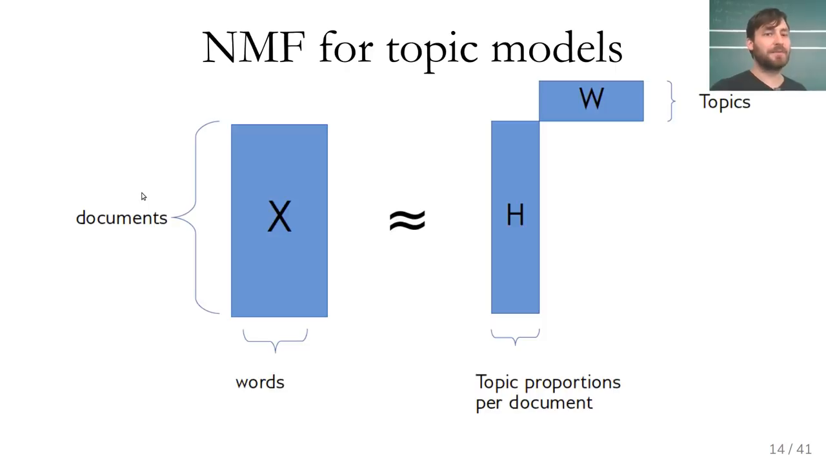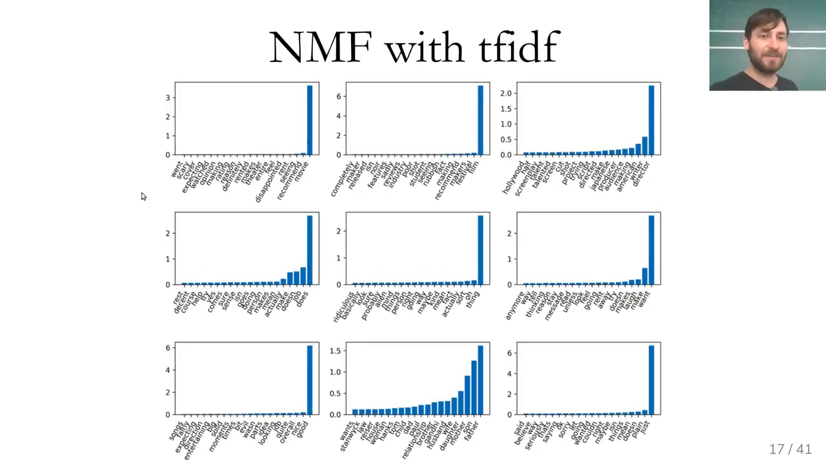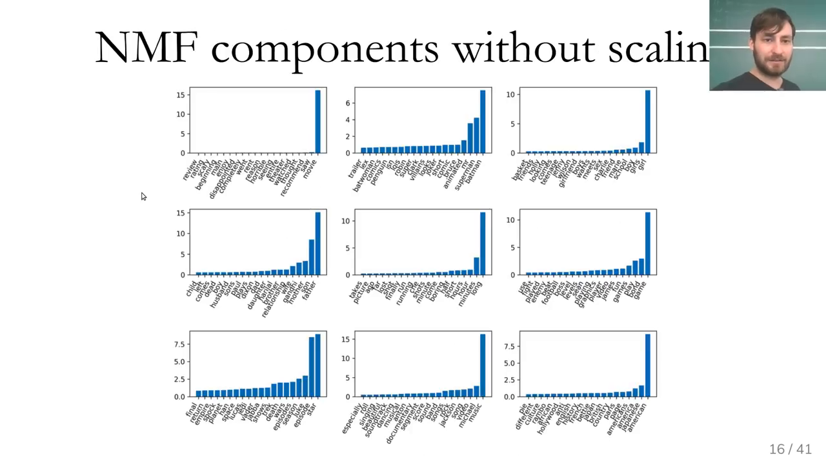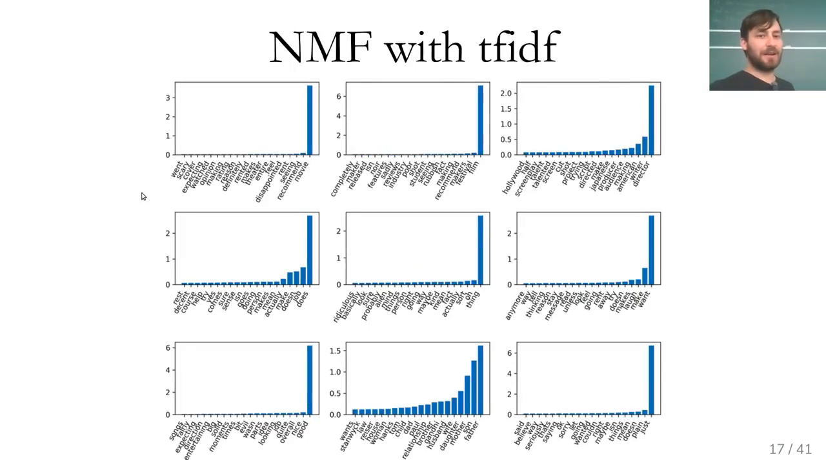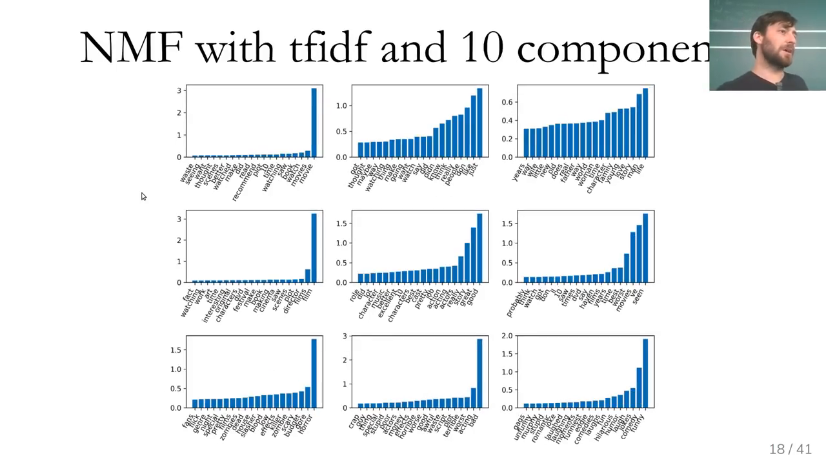Yes, the number of columns of H is the number of topics. But that's a hyperparameter. We don't know exactly how many topics to choose. As you can see here, with more topics, this was with 100 topics, you get more specific ones. And if you use fewer topics, you get more general ones.